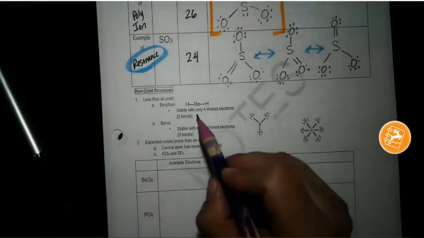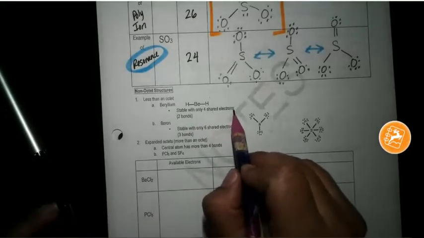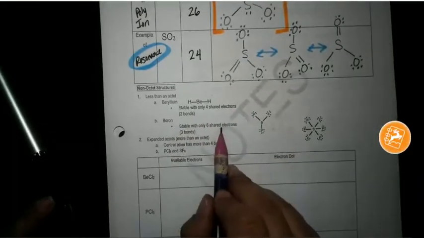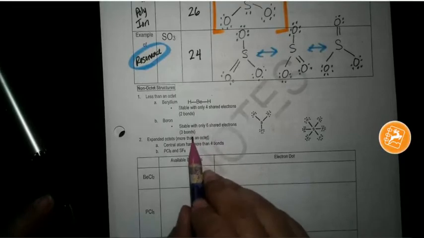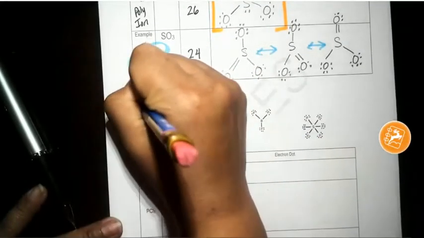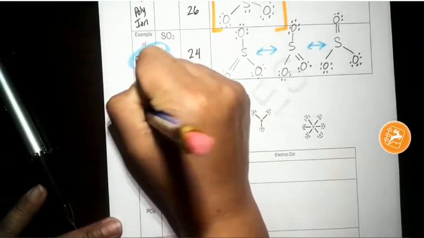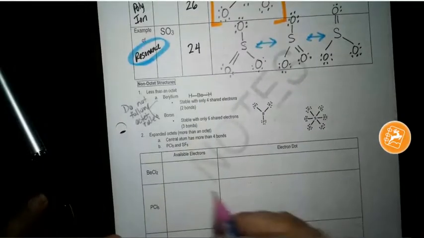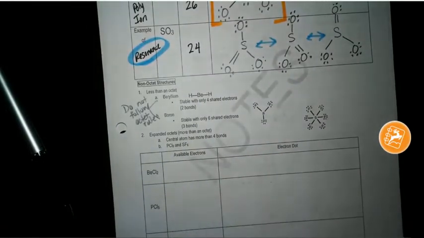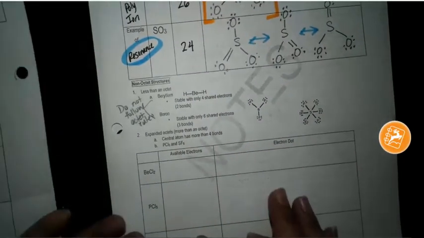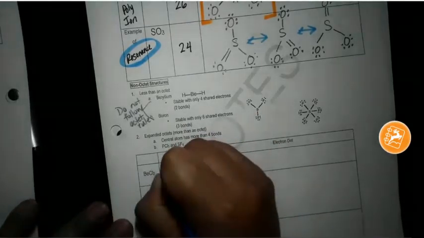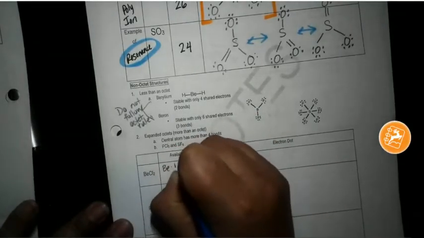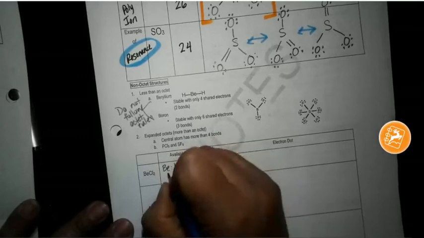Here, beryllium is stable with only 4 shared electrons, 2 bonds. Boron is happy with 6 shared electrons, 3 bonds, right? They do not follow the octet rule. So let's look at BeCl2. When I'm looking at BeCl2, I have Be, one of them, 2, gives us 2.